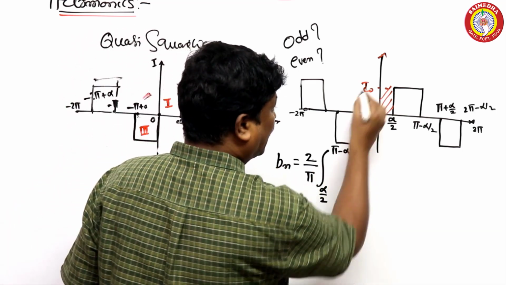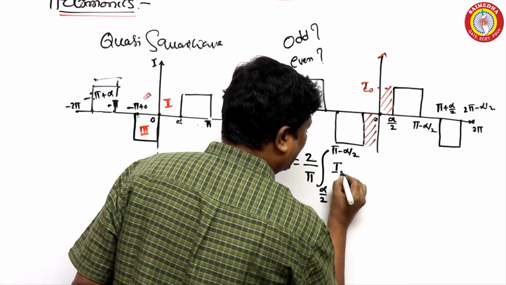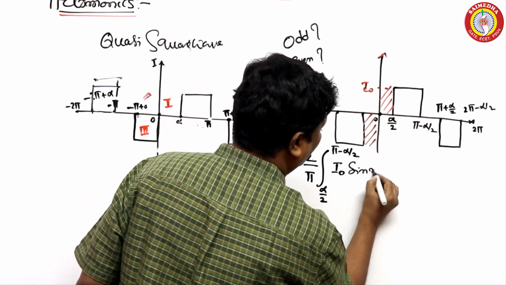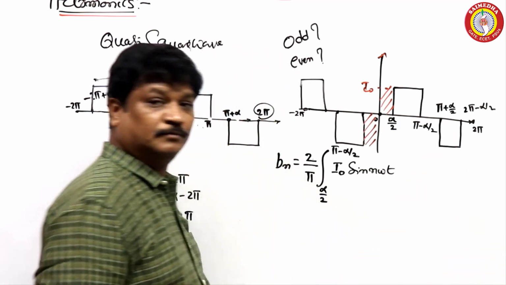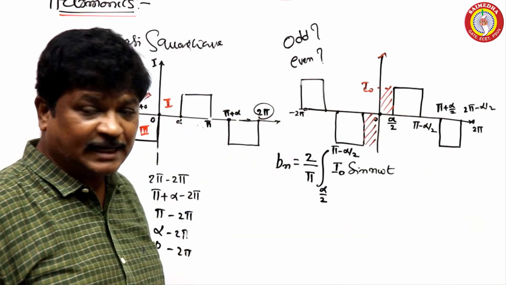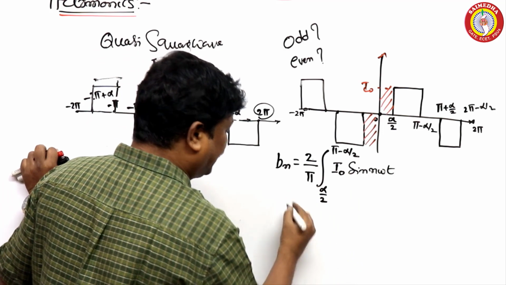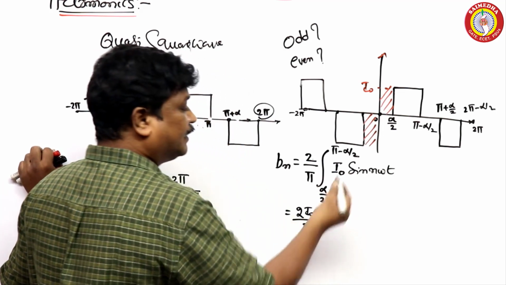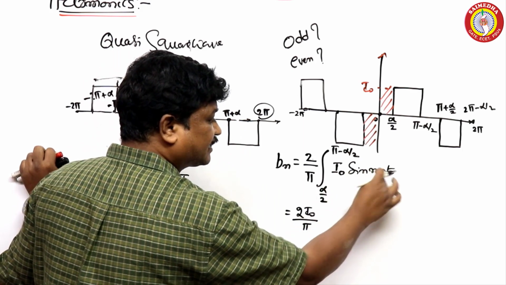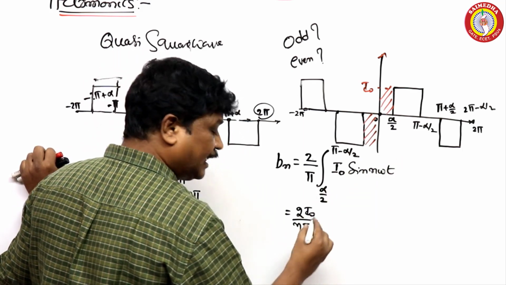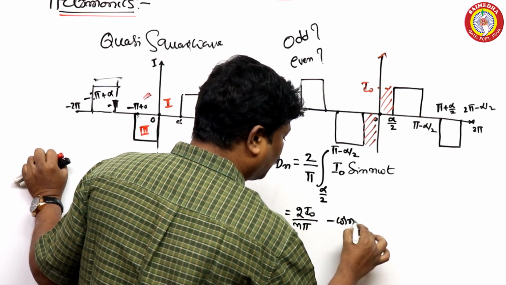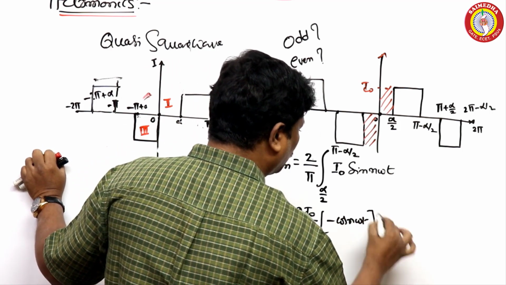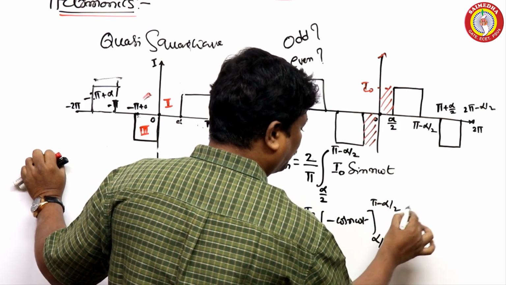And what is your I0? I can say I0 is here, or IS also you can write: I0 sin n omega t. Is it clear? Then you take outside: 2 I0 by pi, sin n omega t, cos minus cos n omega t by n, minus cos n omega t. The limits are between alpha by 2 to pi minus alpha by 2.